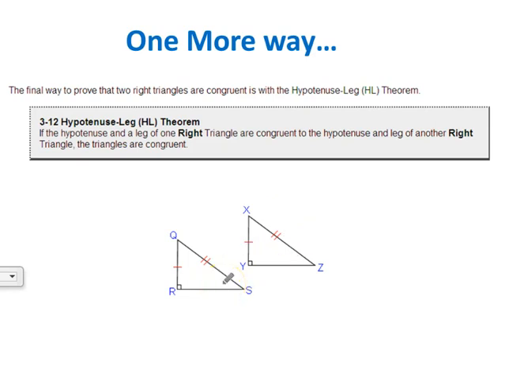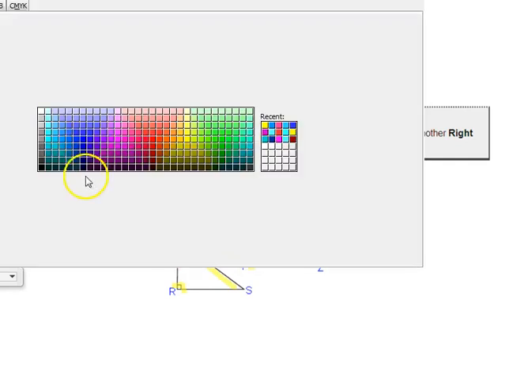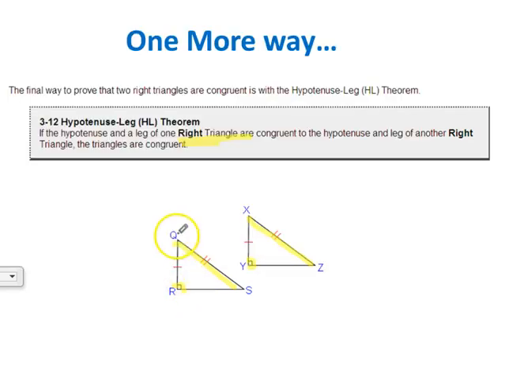So one more way, and we talked about this briefly, and that's the hypotenuse leg theorem. So remember, we can only use the hypotenuse leg theorem for right triangles. We have to have a right angle. And if we have a right angle in our triangle, as long as we've got a hypotenuse and another set of legs, then we can prove the two triangles are congruent. But we have to have a right angle, and then one of our sets of congruent legs has to be a hypotenuse.